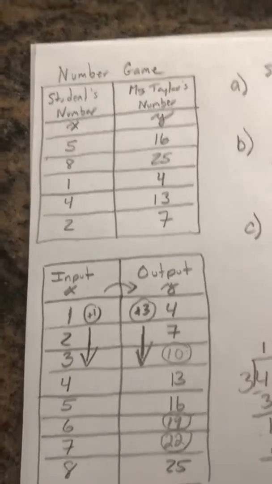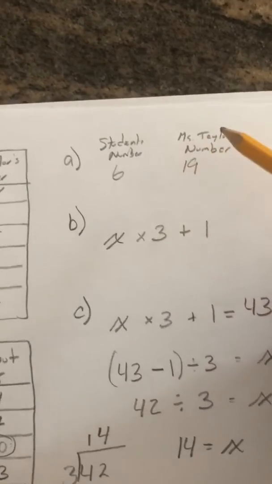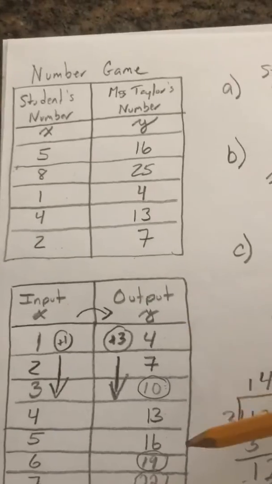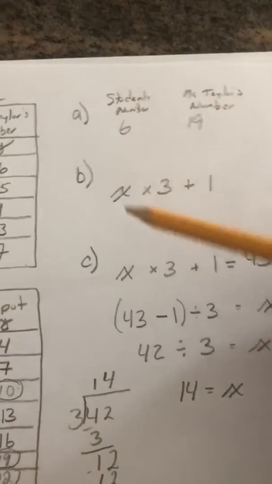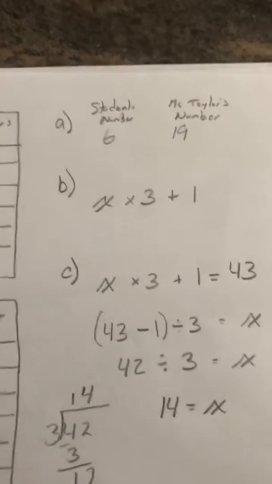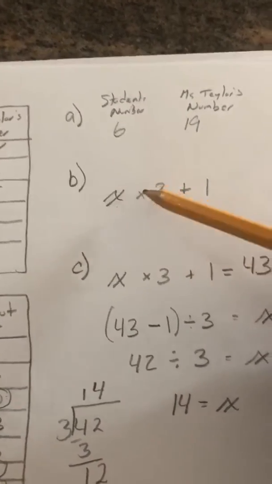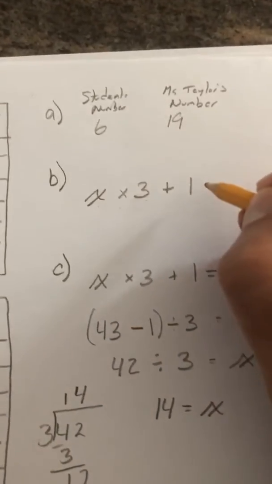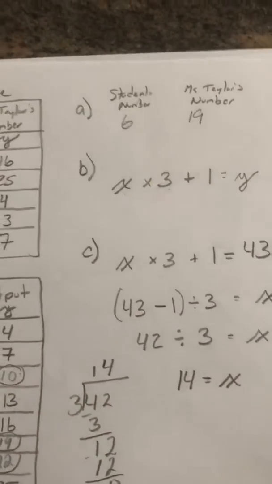As I said before, if we look over here at our answers, for part A, the student's number was 6, and Miss Taylor's number is going to be 19. We figured that out using the pattern that we see here. Ideally on this problem, part B could be answered first because you have to determine a rule to even get to Miss Taylor's number. So if you look here, I determined the rule: we're going to take whatever our input X is, times 3, plus 1, to get our Y, which in this case is Miss Taylor's number. Now, how did I come up with that?